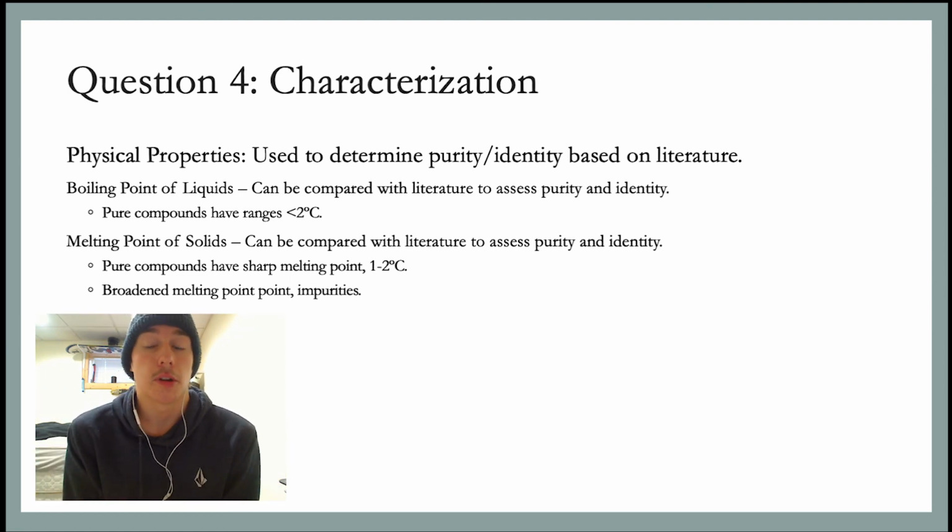The first relevant physical property used is the boiling point of liquids, which can be compared to literature values of boiling points to help determine the identity of a compound, or its purity, as a pure liquid will usually have a boiling point range of around 2 degrees Celsius. The second relevant physical property used is the melting point of solids, which can also be compared to literature values of melting points to determine identity or purity of a compound. In using melting point to determine purity, a pure compound usually has a sharp melting point varying only by 1 to 2 degrees Celsius, while a compound containing impurities can have a vastly broadened melting point.